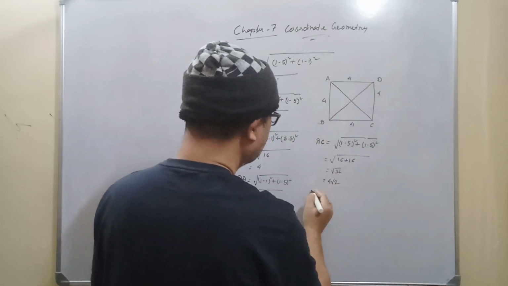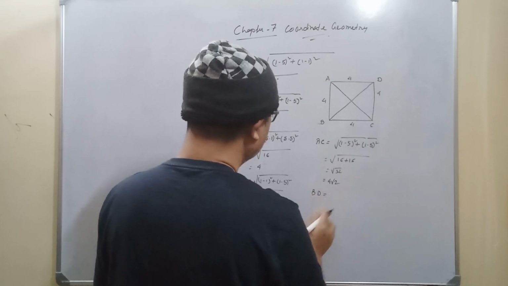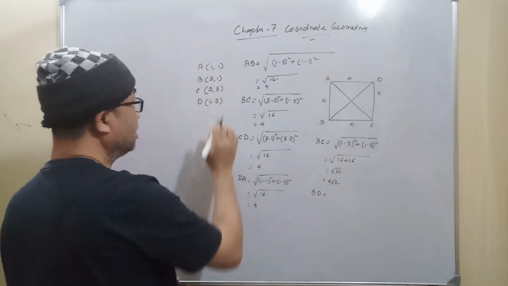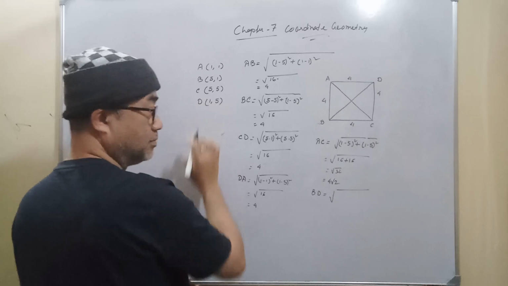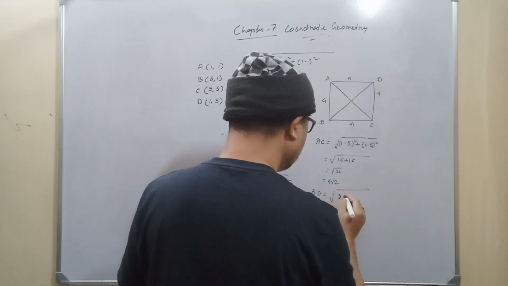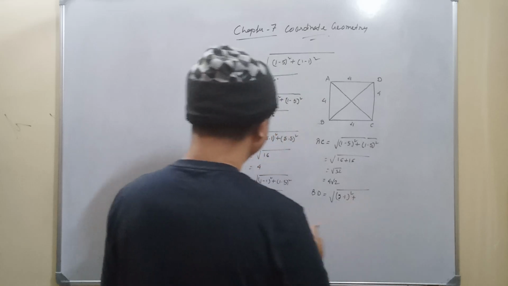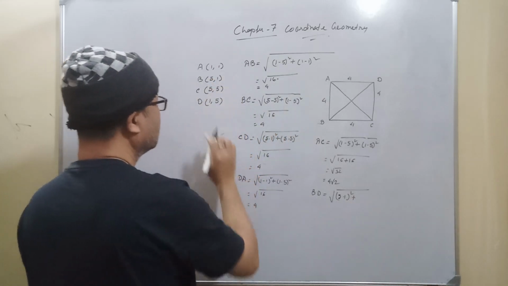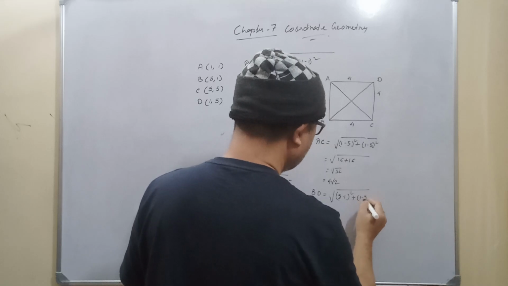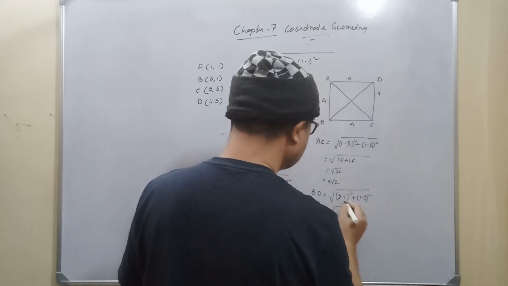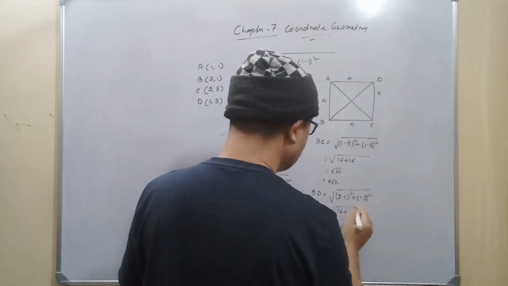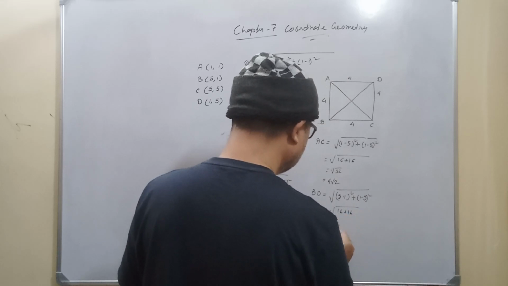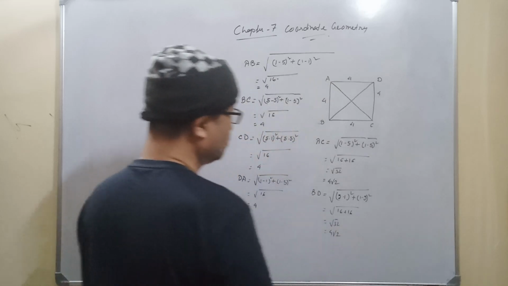Again, BD is equal to how much? BD is equal to 5 minus 1 whole square plus 1 minus 5 square. How much is it? 5 minus 1 is 4, 4 square is 16. 1 minus 5 is minus 4. Minus 4 square is also 16. We have 32 again, equal to 4 square root 2.